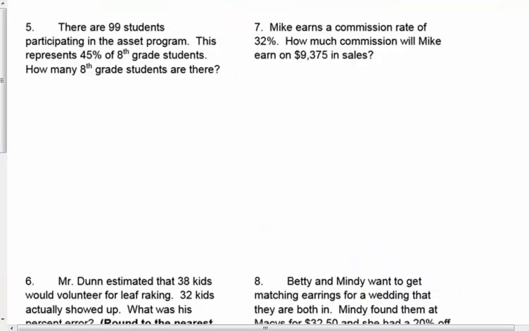Next question, number 5. There are 99 students participating in the ASSET program. This represents 45% of the 8th grade students. Well, I know 99 is not all of the 8th graders we have here at Martha Brown. How many 8th grade students are there altogether? So it's asking me to find a total. I don't know the total. I don't know what the bar represents as a total. I only know that a little less than half, 45% of it is 99 students. So there's another 55% that don't do the asset program.